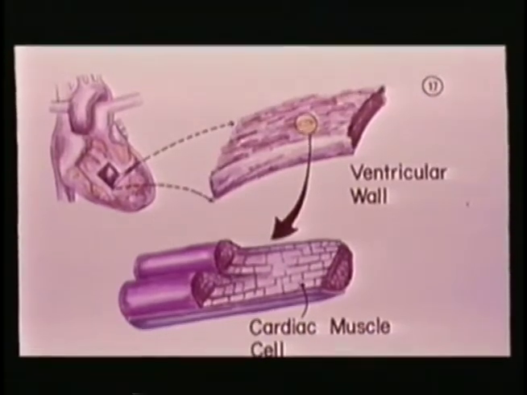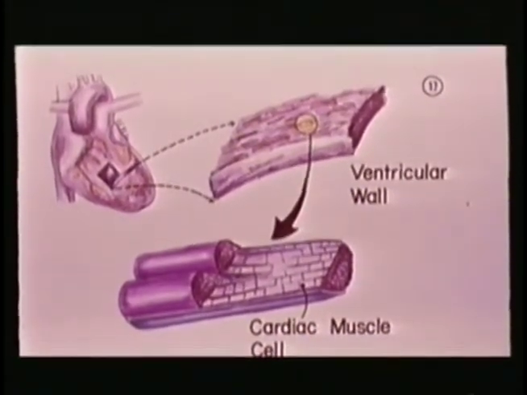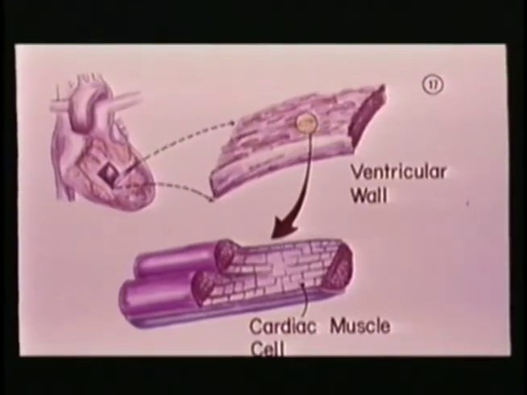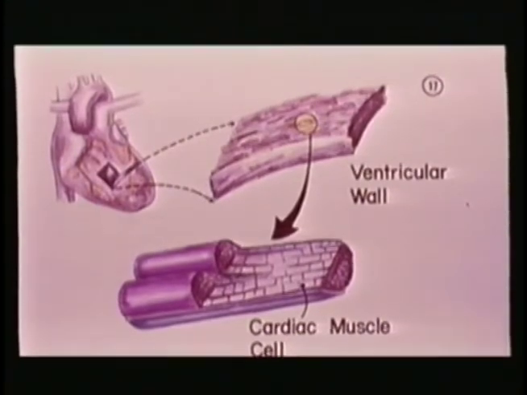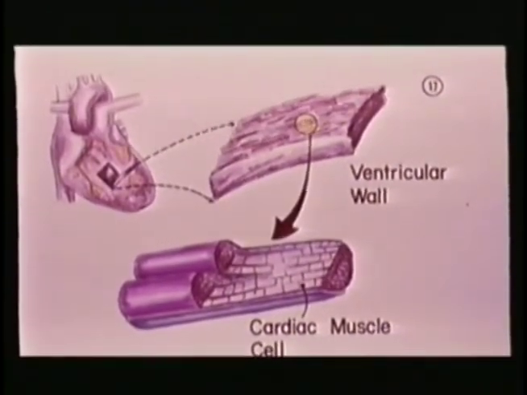This slide provides a view of the heart at successively greater magnifications. The heart and great vessels are shown with a portion of the right ventricle cut open. This cut portion is enlarged and seen to be composed of many cardiac muscle cells.